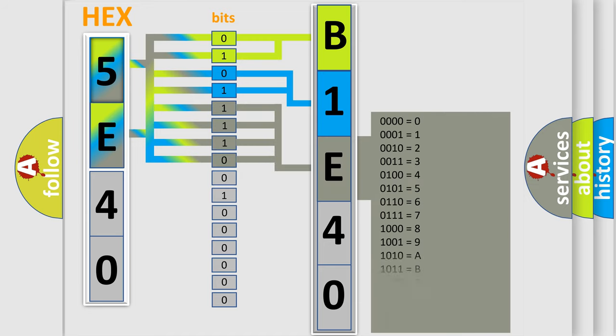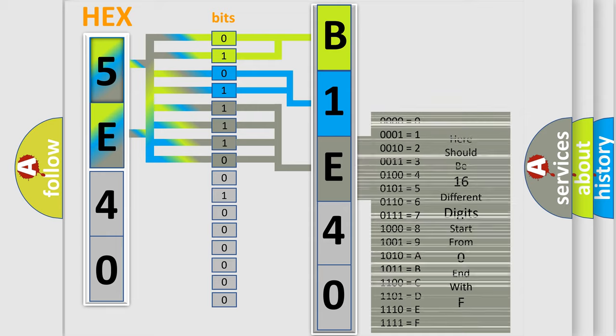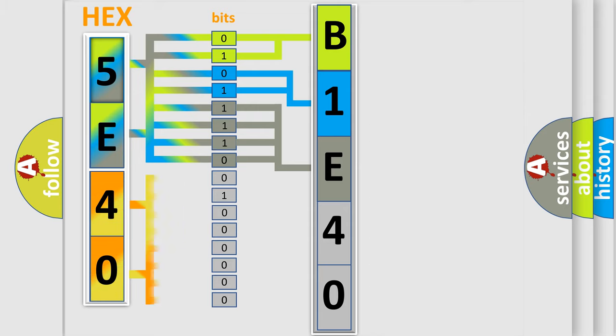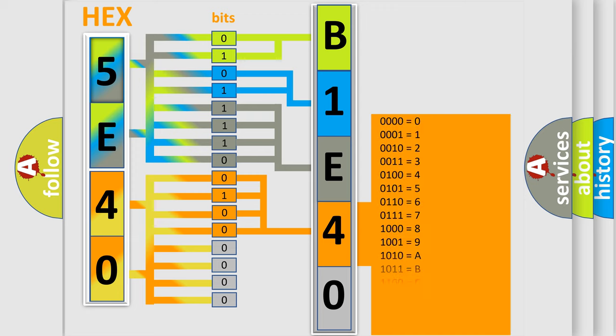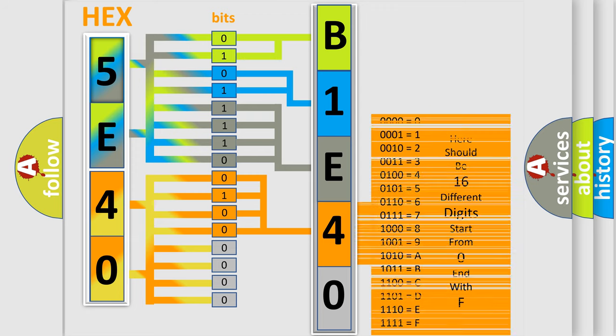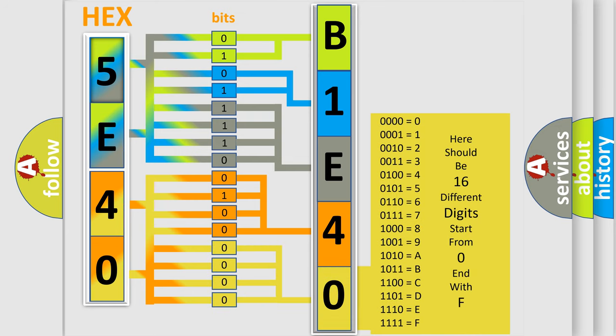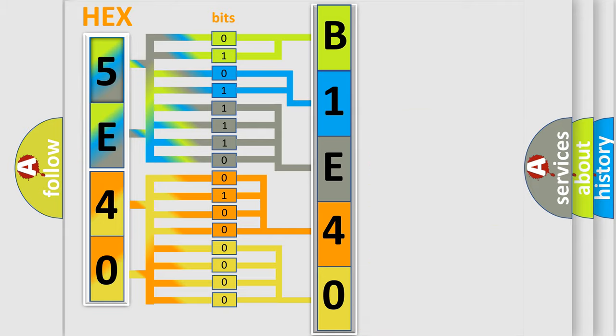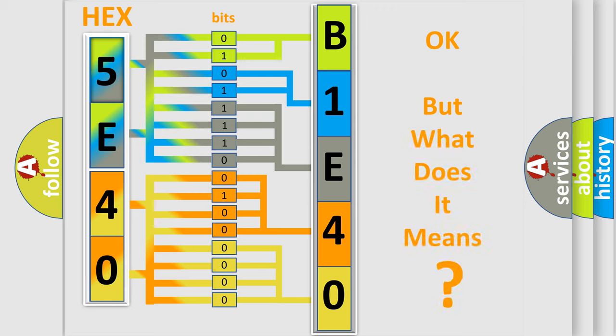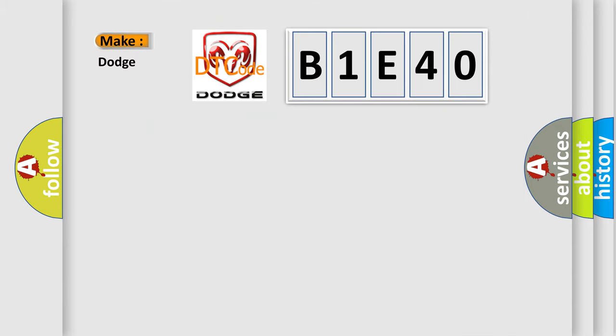The second byte is composed of a combination of 8 bits. The first 4 bits determine the fourth character of the code, and the combination of the last 4 bits defines the fifth character. A single byte conceals 256 possible combinations. We now know in what way the diagnostic tool translates the received information into a more comprehensible format. The number itself does not make sense to us if we cannot assign information to what it actually expresses. So, what does the diagnostic trouble code B1E40 interpret specifically for Dodge car manufacturers?